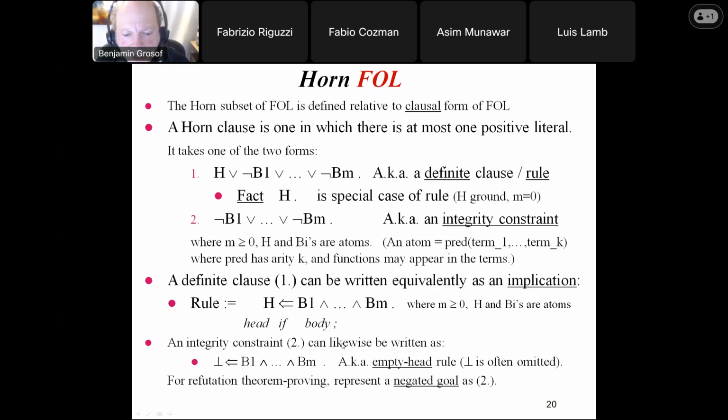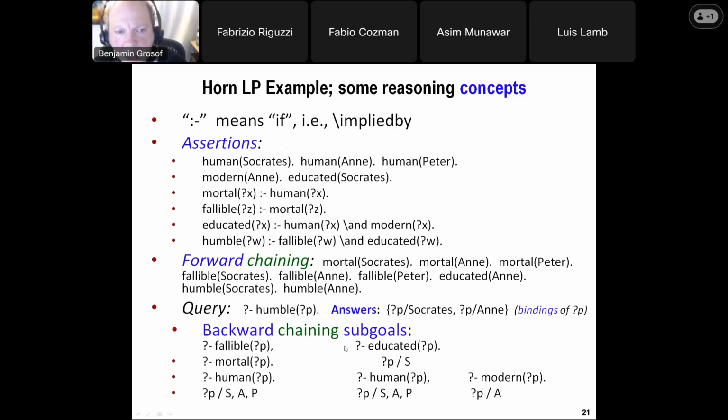An integrity constraint can be written as an empty head rule. And here's an example of Horn LP with some reasoning concepts associated. So we might have some assertions that Socrates, Anne, and Peter are each a human, that Anne is modern, that Socrates is educated, and then we have some rules that if X is human, then they're mortal. If they're mortal, they're fallible. Given a Z, someone or something is educated if it's human and modern. If W is fallible and educated, then W is humble, let's say.